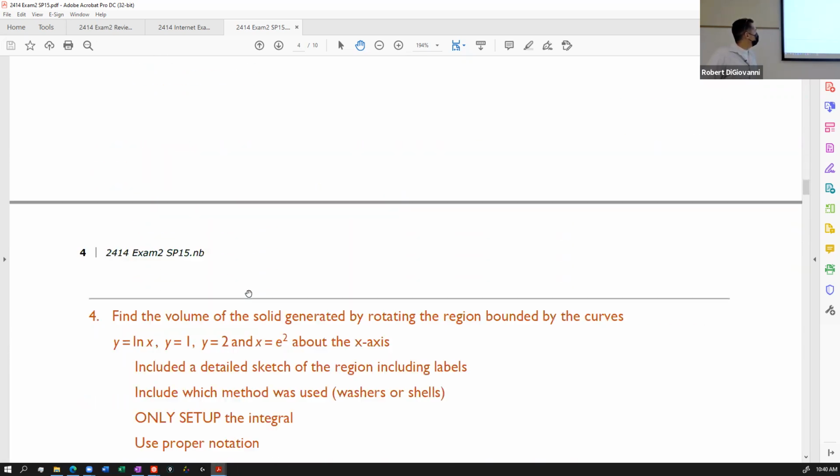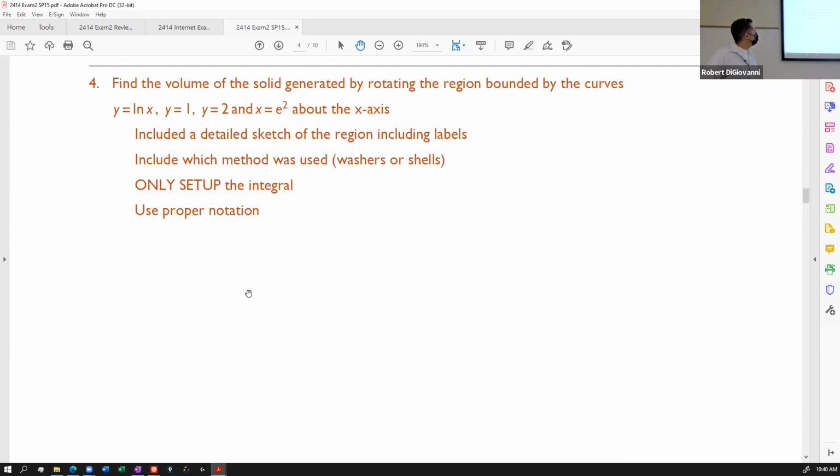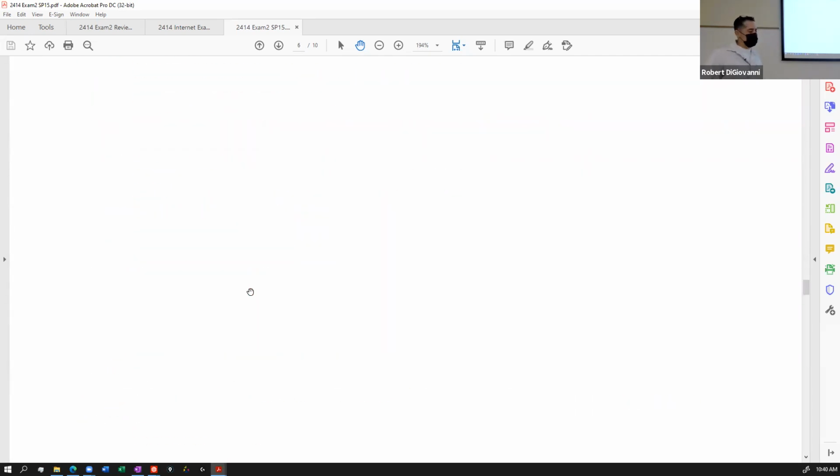Sketching a curve. Okay, we haven't gotten to that. Find the volume of the solid. Okay, we haven't done any of that. So they were at a way different place.